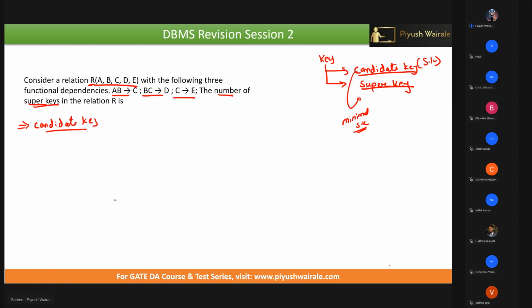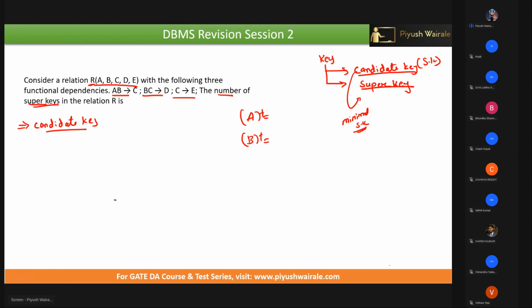Okay, so the conversion method is you need to check each and every attribute. Take the closure of A, see whether you are getting all the attributes in the relation R or not. Then take the closure of B, see whether you are getting all the attributes in the relation R or not, right? So that you have to do. But we don't have time for that, so we can apply one trick.